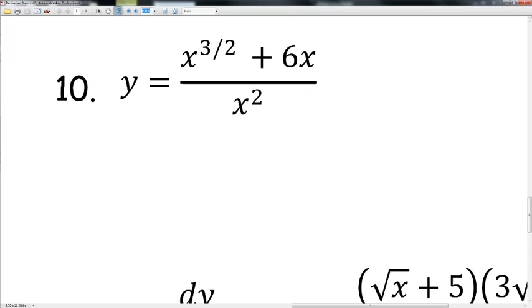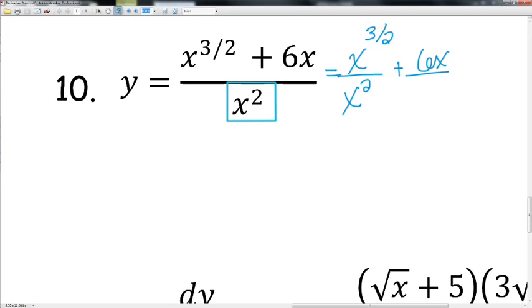So let me show you. If this was x plus 3, then I can't split that up. But since I have a single term in the denominator, I can put x to the 3 halves over x squared and 6x over x squared. And let's do that. So I have x to the 3 halves over x squared and 6x over x squared.